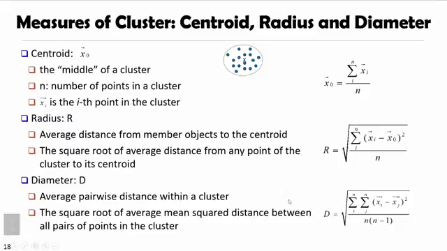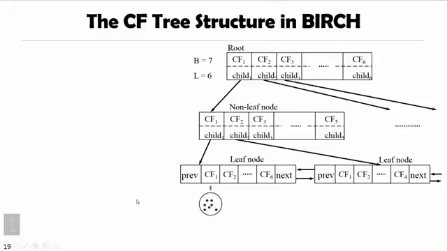What is diameter? Diameter is the average pairwise distance within the cluster. That means if xi and xj are within the same cluster, there are a total of n times n minus 1 pairs, and we sum up all these pairwise distances, then take the square root. That's the diameter. Then we look at the CF tree structure in BIRCH.